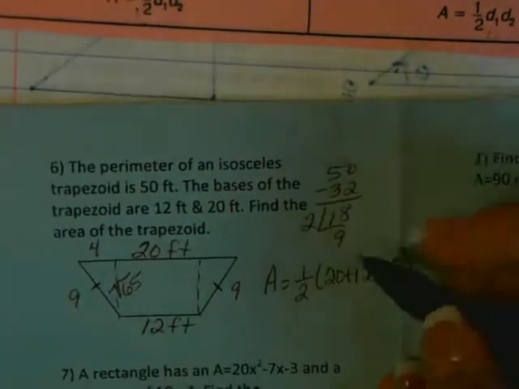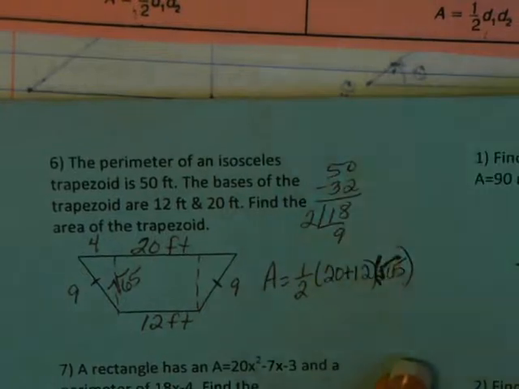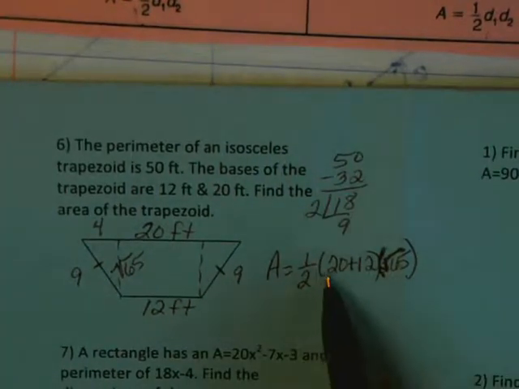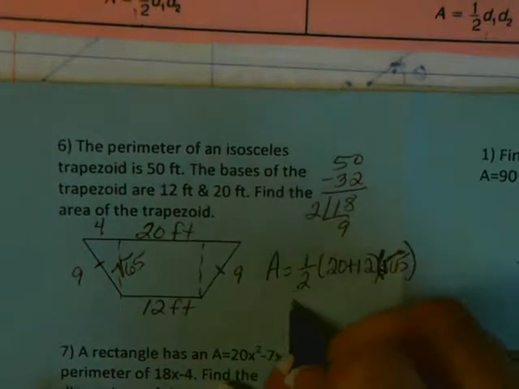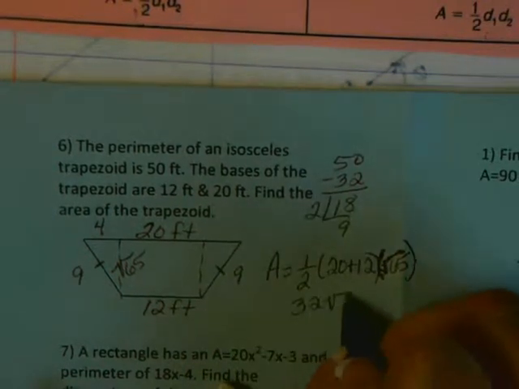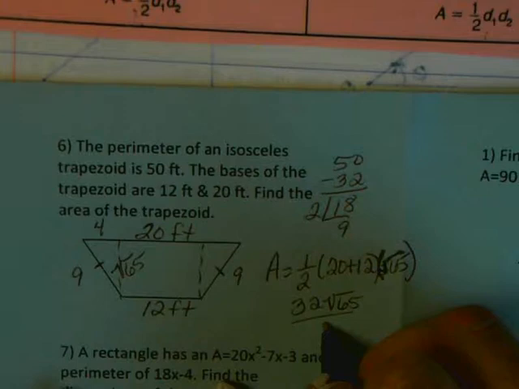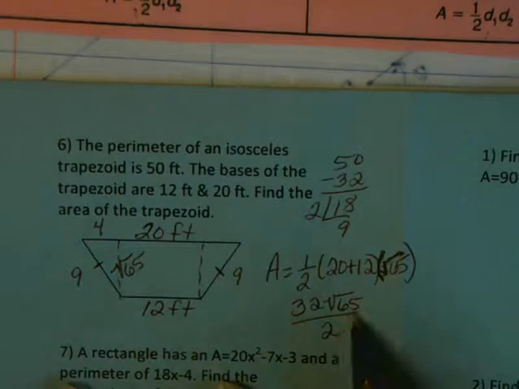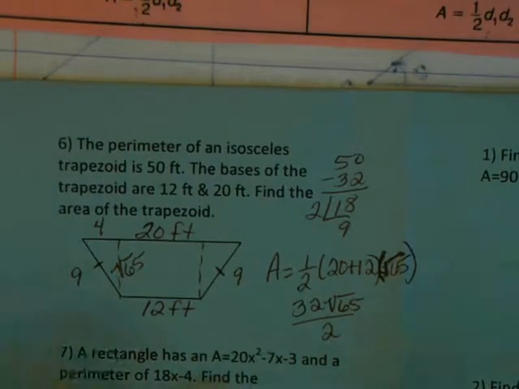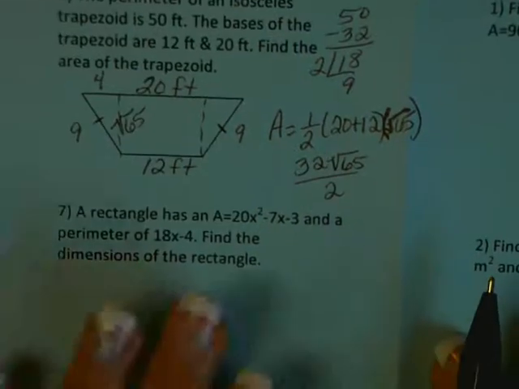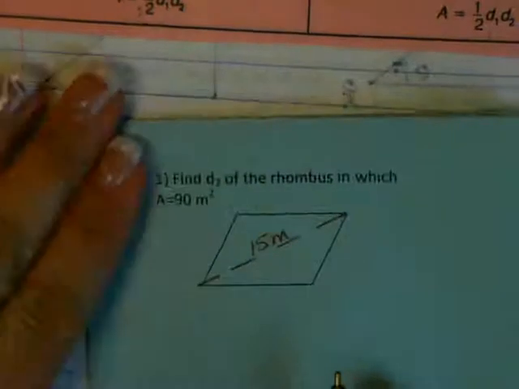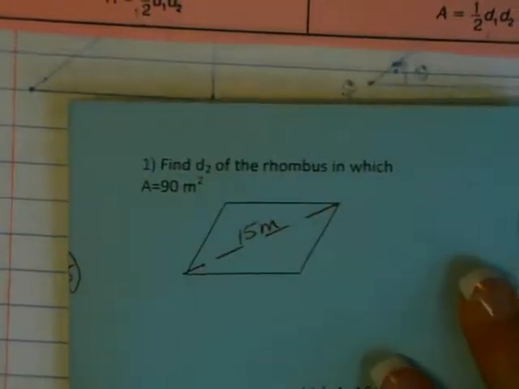Sorry, I'm squishing. I'm going to open it up so I can write it in there. Square root 65. I'm sure yours is prettier than mine. You can multiply all this out, or you can get 32. This is going to be 32 square root of 65 all over 2, which can be reduced to 16 square root 65. And I can't remember if this is reducible or not. We'll talk about that in class tomorrow.